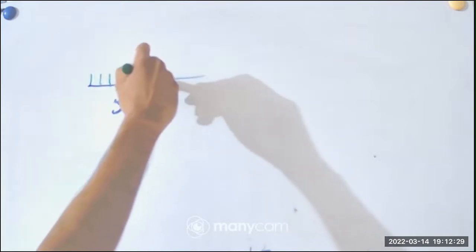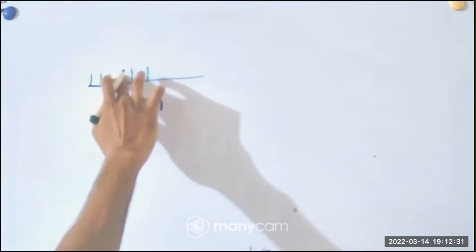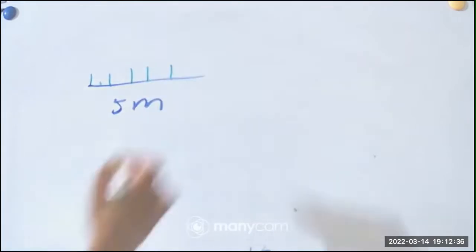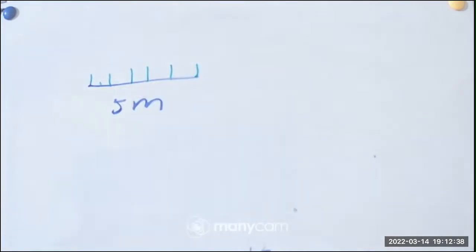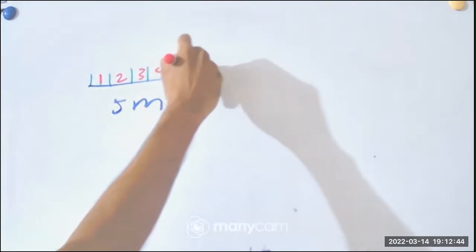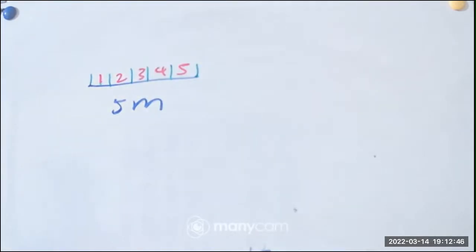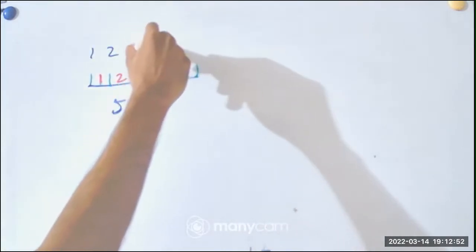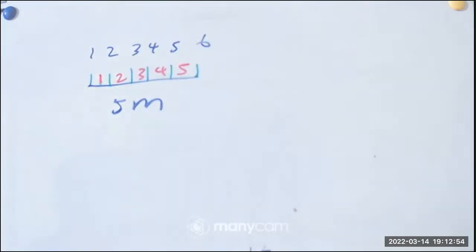1, 2, these are different color. 1, 2, 3, 4, 5, right? We would have 5 intervals. But we put in a pole 1 meter apart. So 5 meters, we have 1, 2, 3, 4, 5 gaps, right? But how many poles would we have? We would have 1, 2, 3, 4, 5, 6, right?